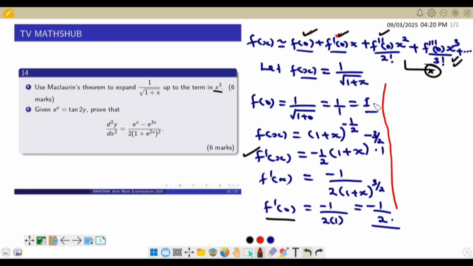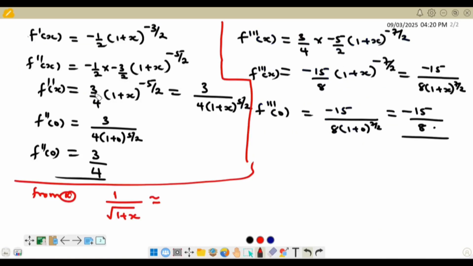f of 0, we have it as 1. Then f derivative of 0, we have it as negative half. So we shall substitute this one and for this one. So that will give us 1 minus a half of x. And then we shall substitute for f double derivative, which is 3 by 4. So 3 divided by 4 of x squared divided by 2 factorial.